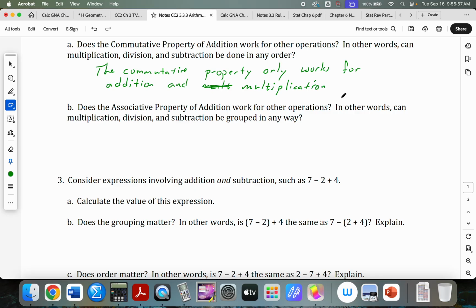For subtraction, 7 minus 3 is not the same thing as 3 minus 7. By the way, if I do 7 minus 3, I get what? 4. And 3 minus 7, negative 4. I get the opposite because I did them in the opposite order. And for division, if you've got 8 divided by 2, what is that? 4. What about 2 divided by 8? That's 1/4.